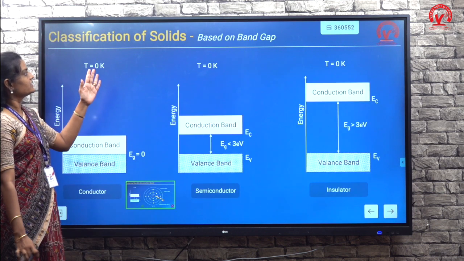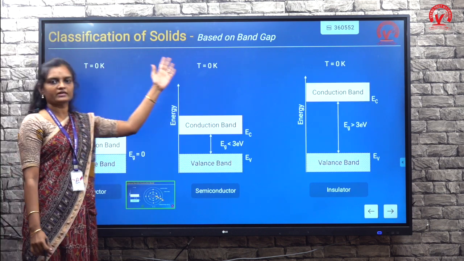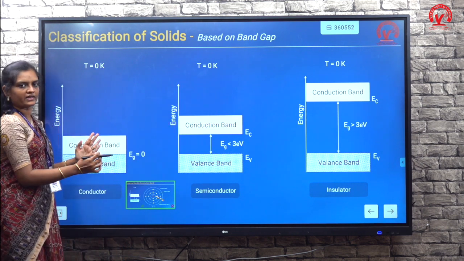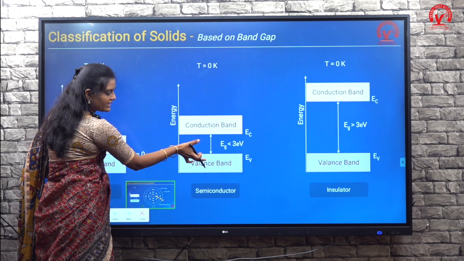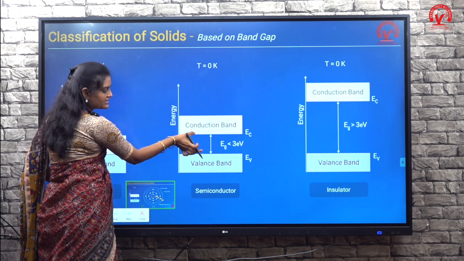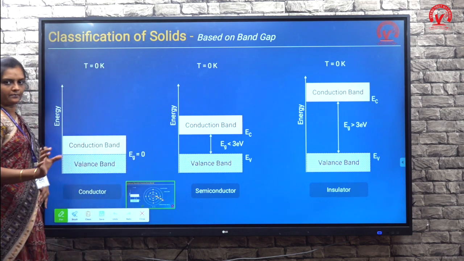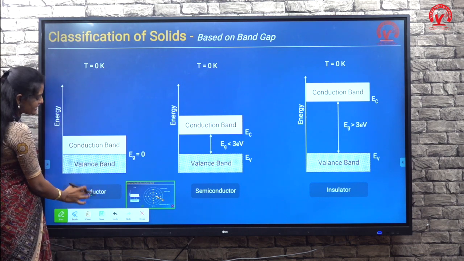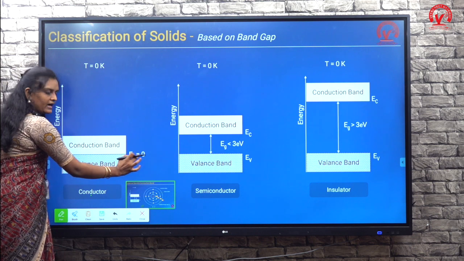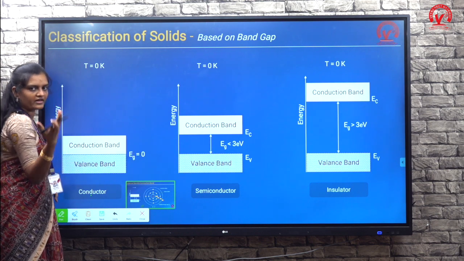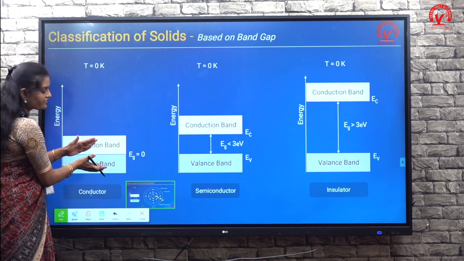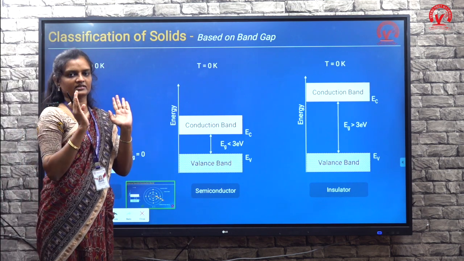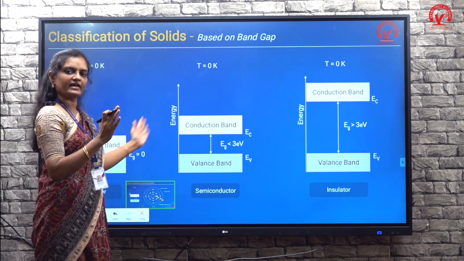Now we will see the classification of solid materials based on their energy band gap. I told you what is meant by band gap. The gap between the valence band and the conduction band is known as the energy band gap. For a conducting material, the gap is 0; we do not have any forbidden energy gap. The valence band and the conduction band overlap with each other.